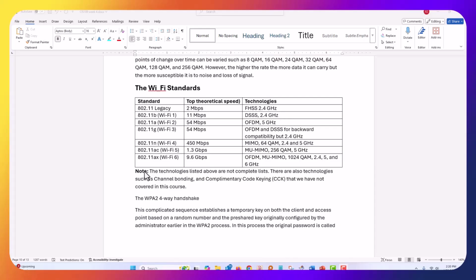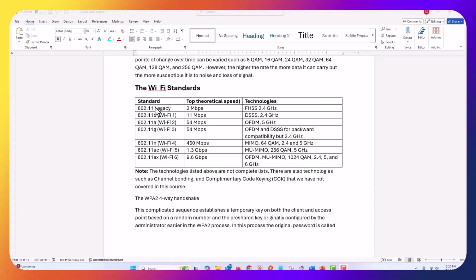And first of all, I want to take note here that the technologies I've listed here, these are the technologies that allowed the changes, allowed the faster speeds and so on. These are not a complete list of the technologies for each one. They're a list of the technologies that you are now familiar with because we've already looked at them up here. There are a few others, such as channel bonding and complementary code keying and so on, that we didn't cover in this course, so I did not include those in this list.